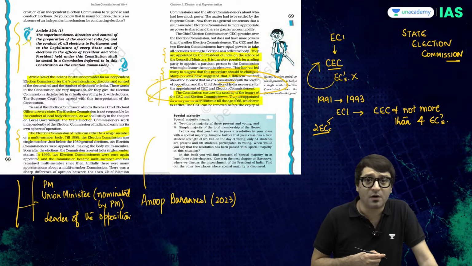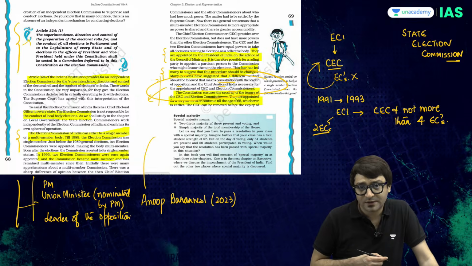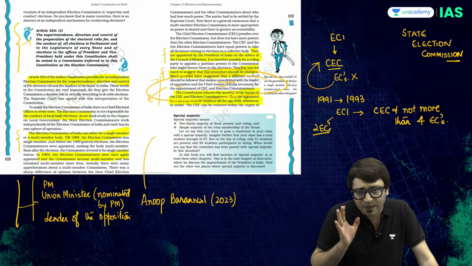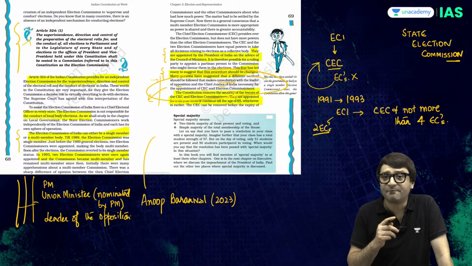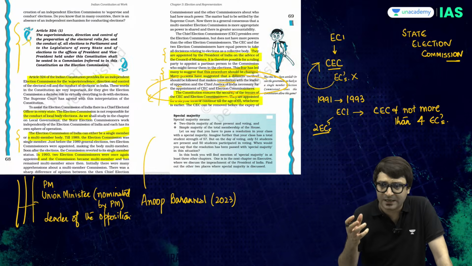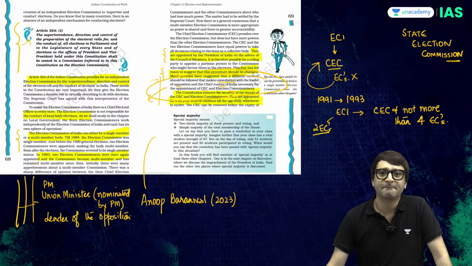Now this law also has been challenged in the court. Now we will have to wait and watch what the Supreme Court judgment would be. Is this process fair, reasonable in appointing members and chairperson of an independent Election Commission of India? Clear?